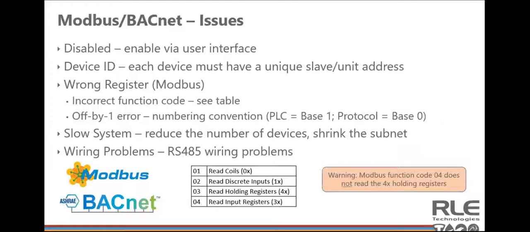And you might have a system that's working but slow. So one of the things you can do, I know it's not possible in every application, you can try to reduce the number of devices on the trunk. For a TCP IP system, that would look like shrinking the subnet. And if you're using BACnet, you can also lower the BACnet max masters property to reduce the searching. And then there can be a few things that can go wrong with RS-485 when you're wiring. So we'll just cover that on a later slide.